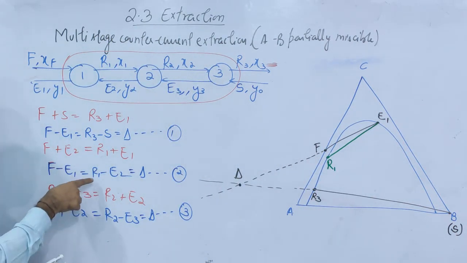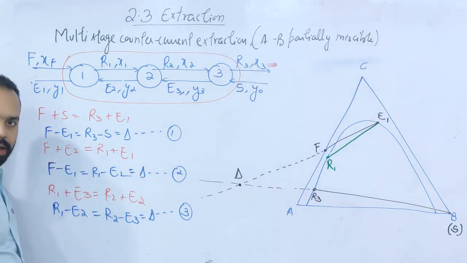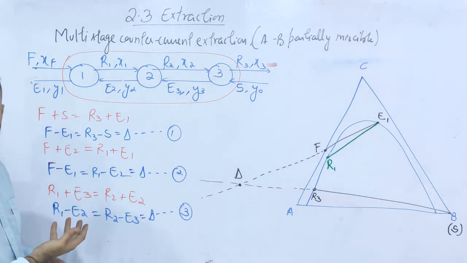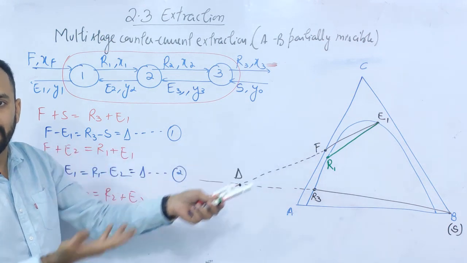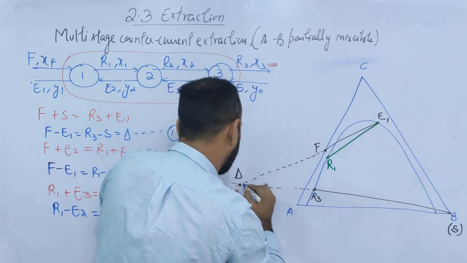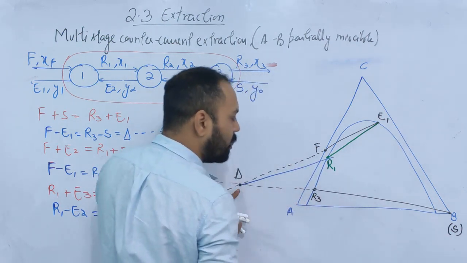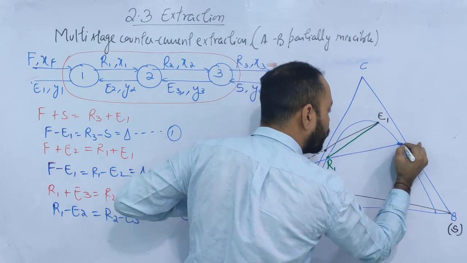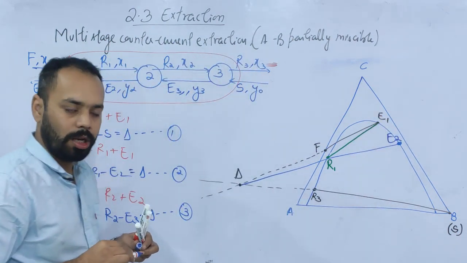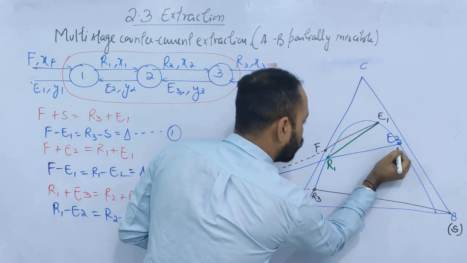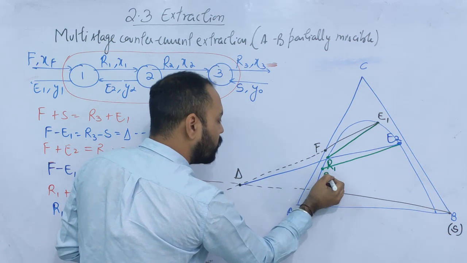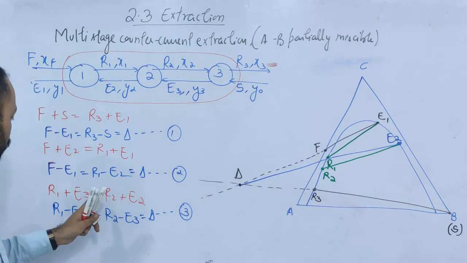Fine. Now the question says R1 minus E2 is equal to delta. It means that if you join R1 and E2 and extend it, it should pass through delta. But I don't have E2, but I have delta. So what I should do? I should combine delta and R1 and extend on the right hand side. I hope you are getting my point. If you combine these 2 and extend on the right hand side, what should be this point? I guess all of you understand this must be E2. Now there must be a tie line passing through E2. So draw a tie line passing through E2. And what is this point? This is R2.